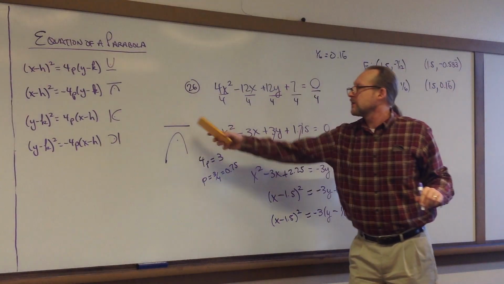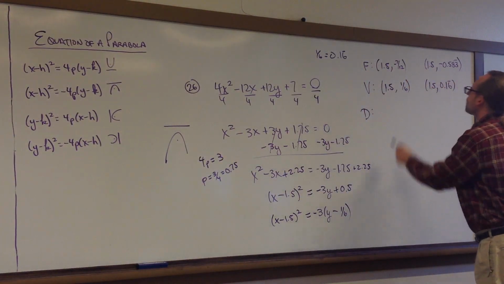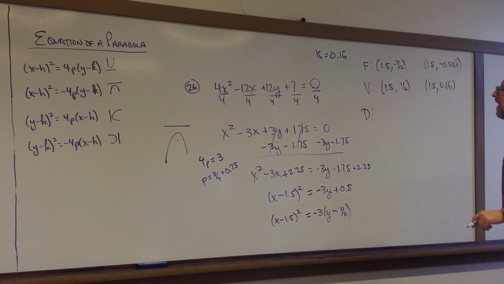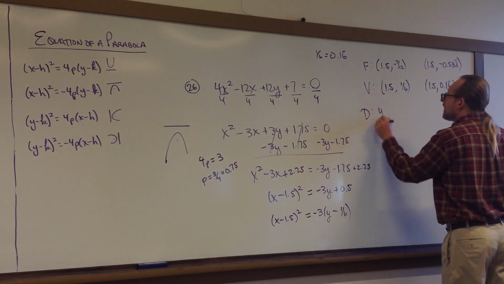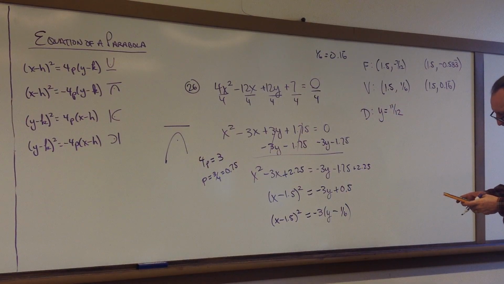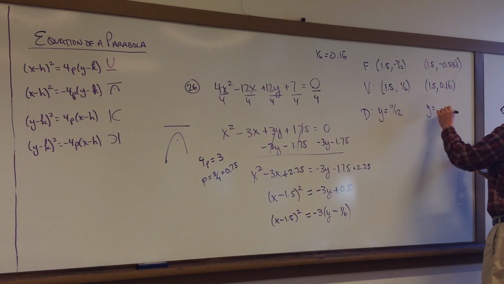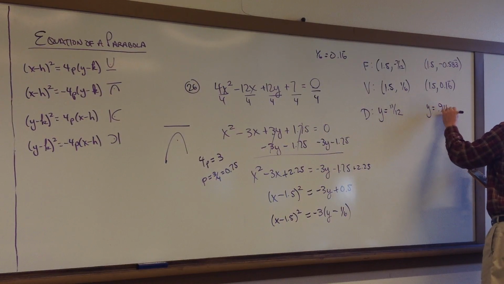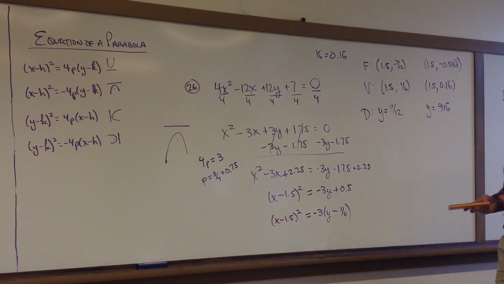So let's see. This horizontal line then is going to be 3/4 above this. So that's going to be 11/12. y equals 11/12, and as a repeating decimal, that's going to be y equals 0.916 with the 6 repeating.